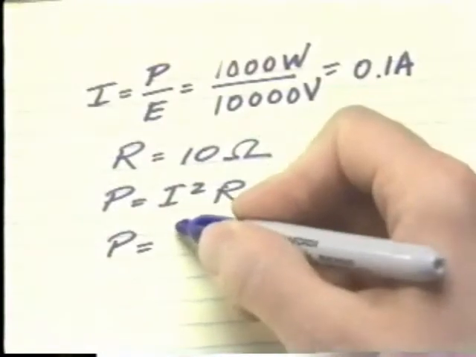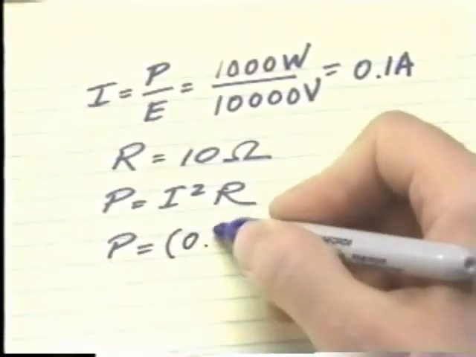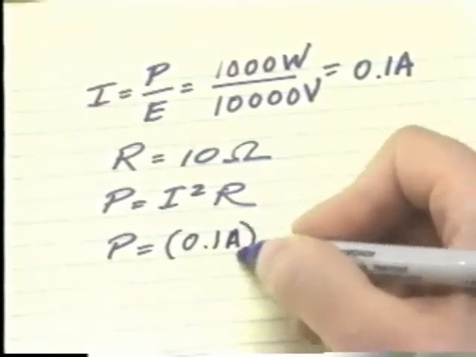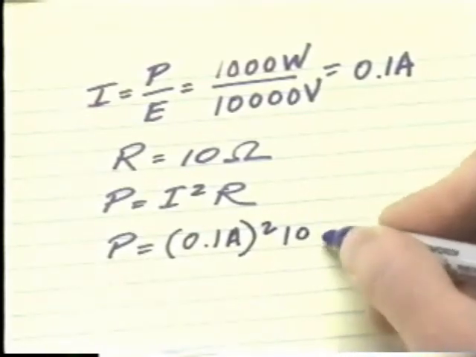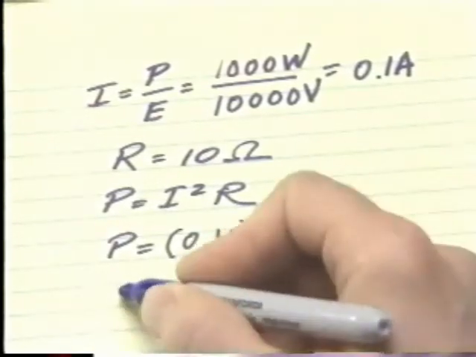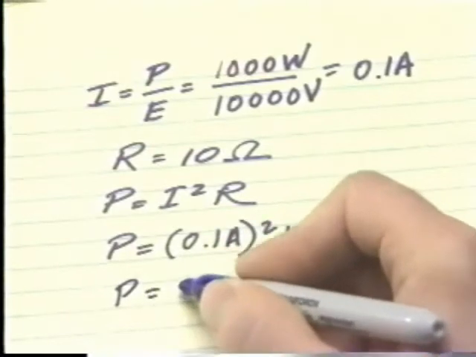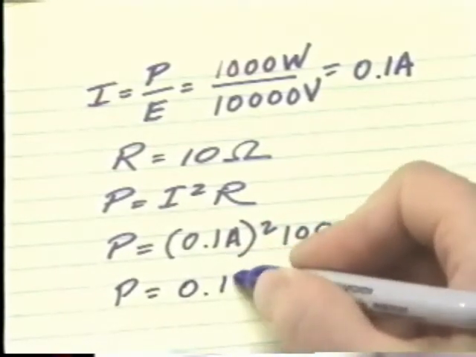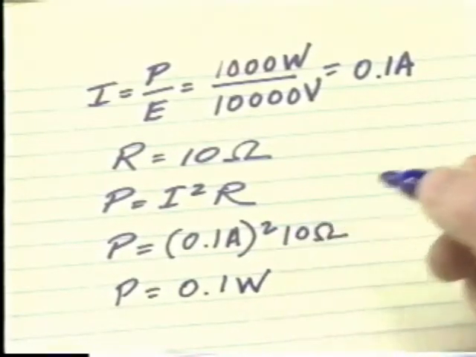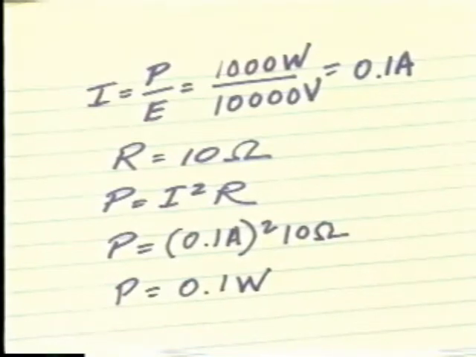Using the same 10 ohms of resistance, the power now lost in the line is P equals 10 times 0.1 squared, which is 10 times 0.01, or a tenth of a watt lost by using AC. Now the source need only supply 1,000.1 watts to transmit 1,000 watts to its destination.